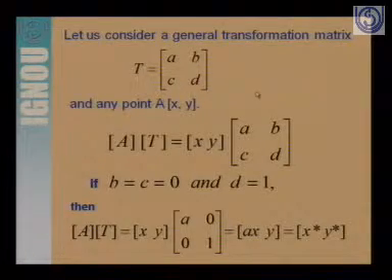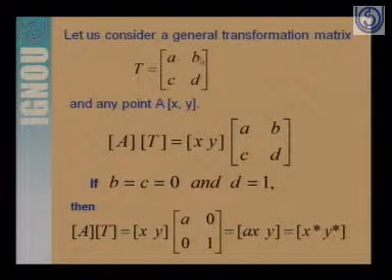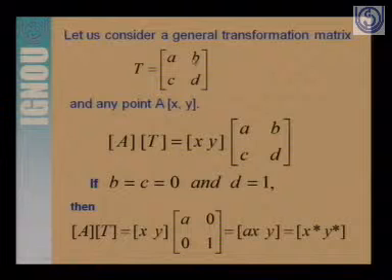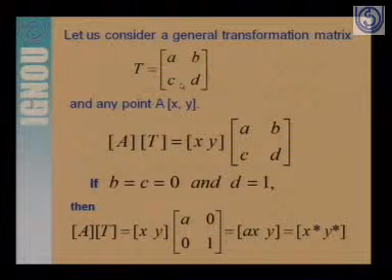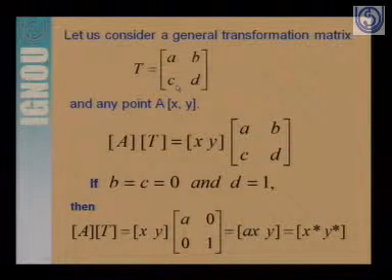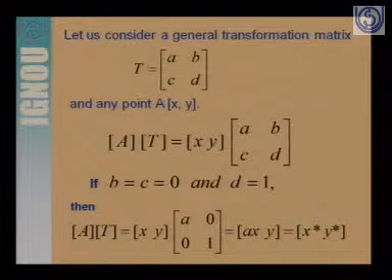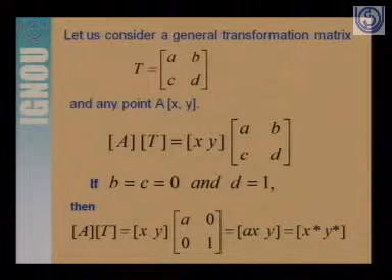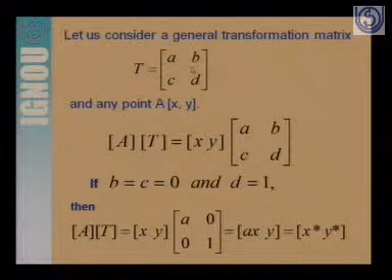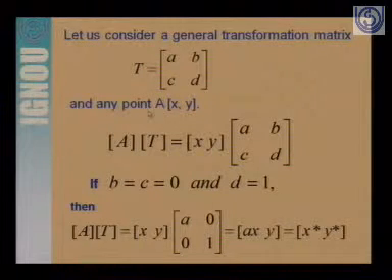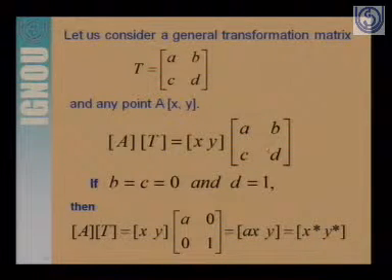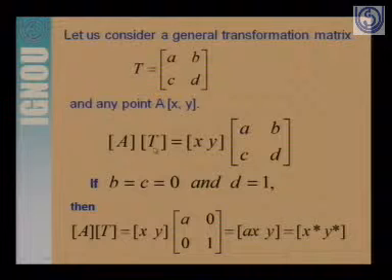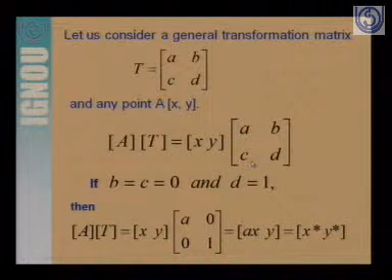Now let us consider a general transformation matrix. So T is [A, B; C, D]. Here A, B, C, D are the elements of this transformation matrix T. Let us see how we can get a better representation by considering a transformation matrix with these four elements A, B, C, D. For any point X, Y, X, Y into T is equal to X, Y times [A, B; C, D]. But in this case, let us take B and C as 0 and D equal to 1.